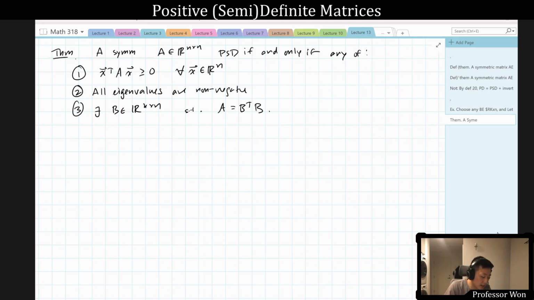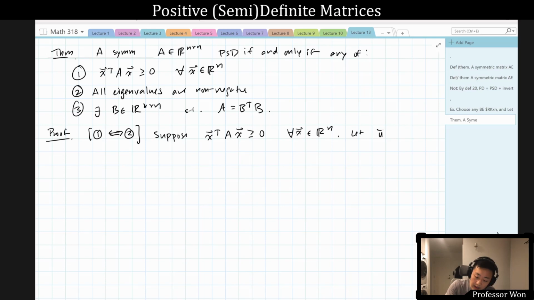Okay, so first let's show 1 if and only if 2. That will show that 1 and 2 are equivalent, and then we just need to prove that 3 is equivalent to either one of them. So suppose that 1 holds. In other words, suppose that X transpose AX is always non-negative for every vector X in Rn. Now I want to show that all the eigenvalues are non-negative. Let's actually take an eigenvector and an eigenvalue, and let U be an eigenvector.